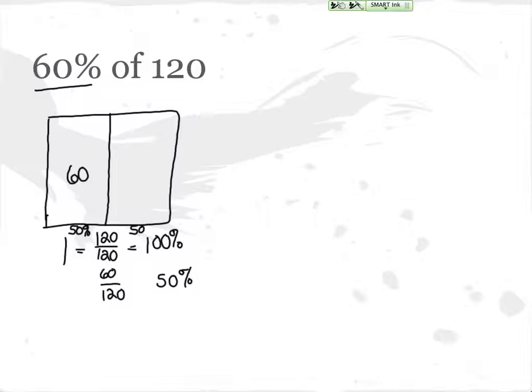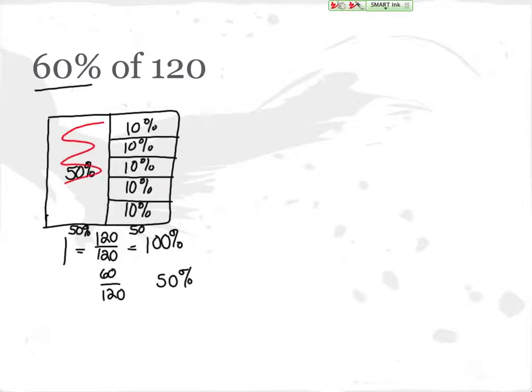What could I do with 50% to find 10%? How many equal pieces could I make to find 10%? Lily? 5. So this is 50%. And then we're breaking this side up into 10%. And we need this and this, right?